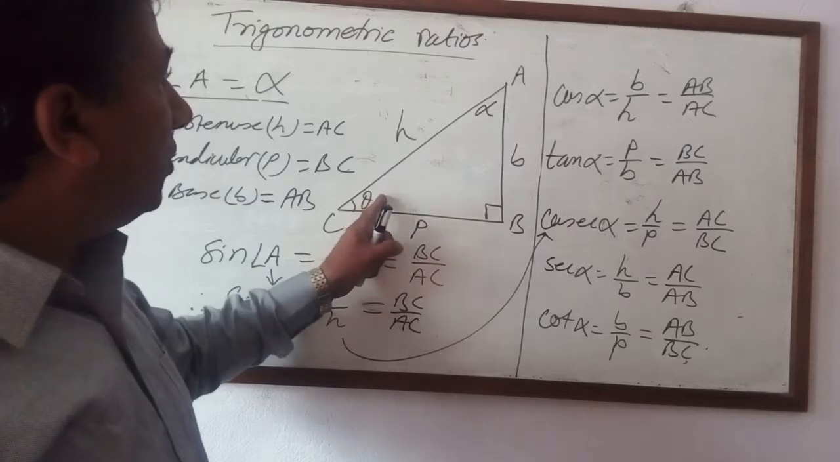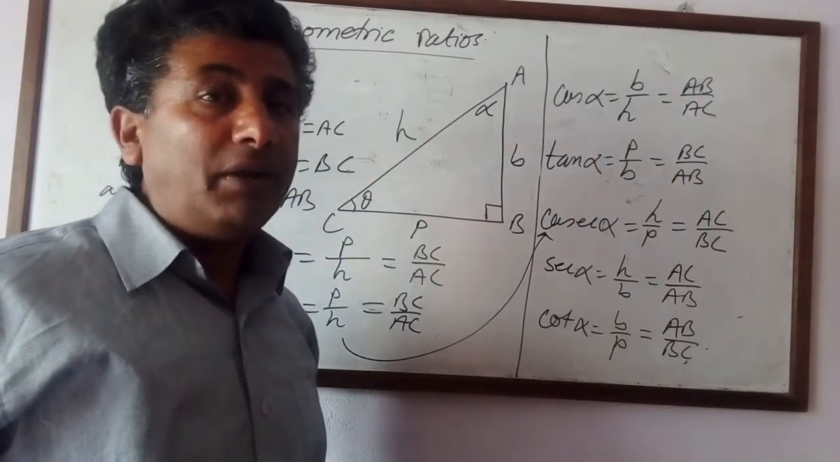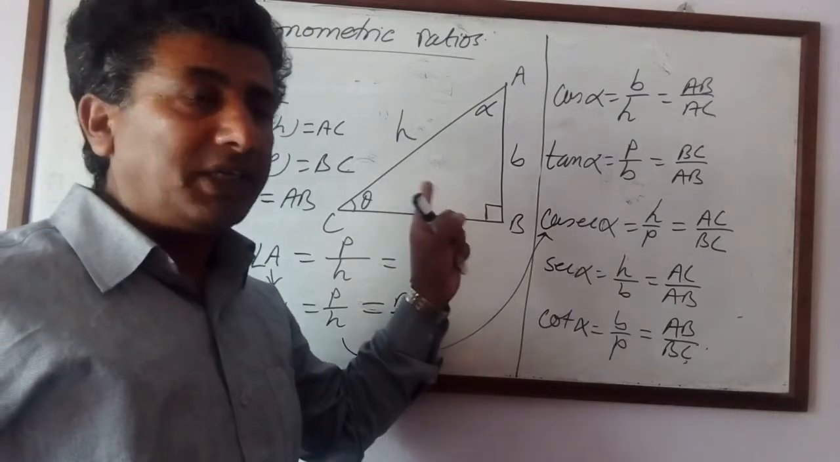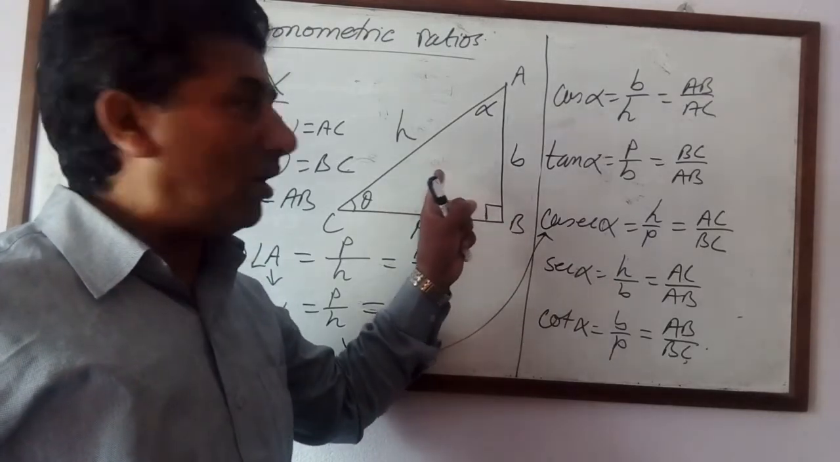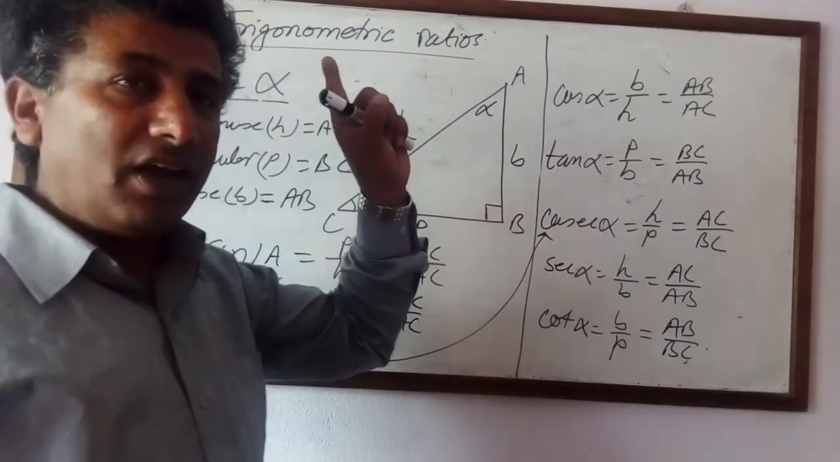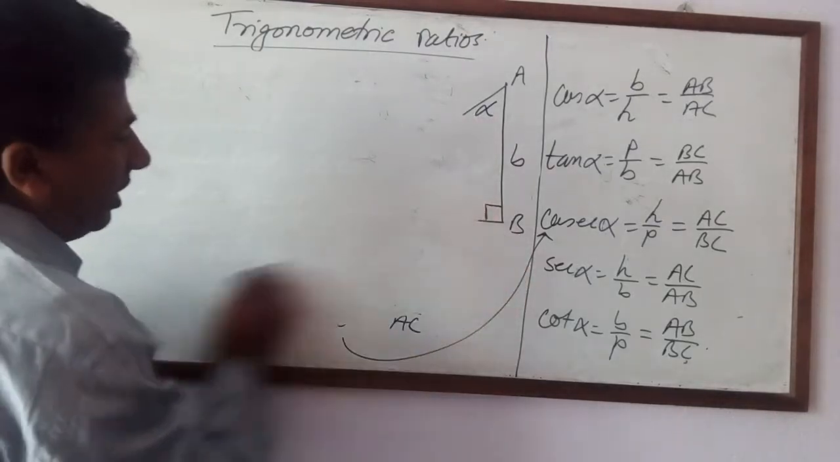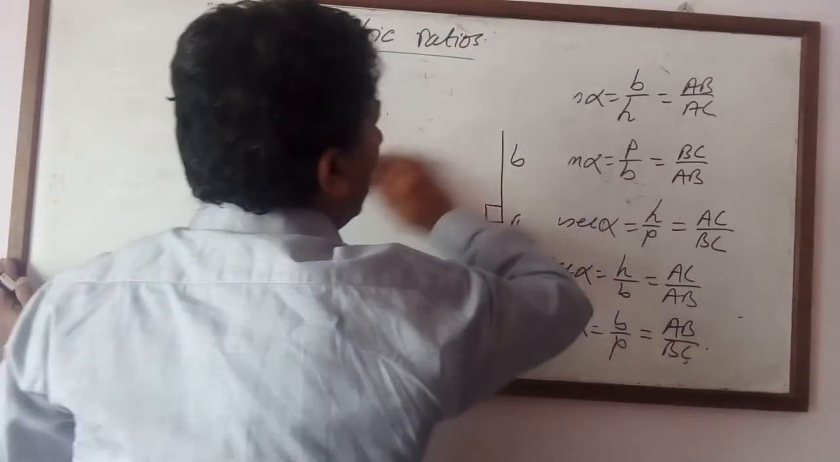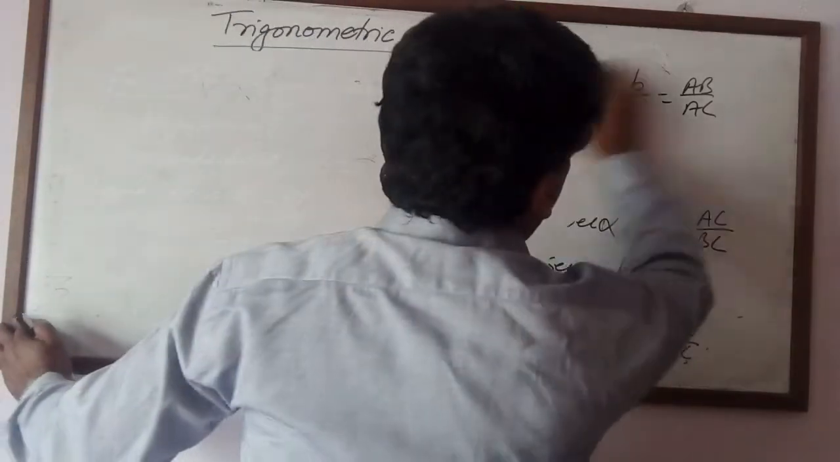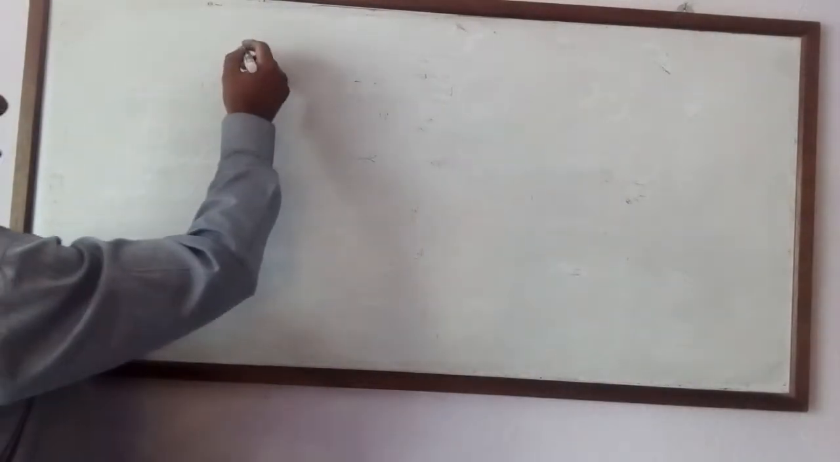Remember that when you change which angle you take, according to that you have to write perpendicular and base. Hypotenuse always remains the same, opposite of 90 degrees. Only perpendicular and base will be different for different angles. Now I'll prove one formula, that is the reciprocal formula. I'll show how to prove the reciprocal formula. After this, you should know formula number 1.